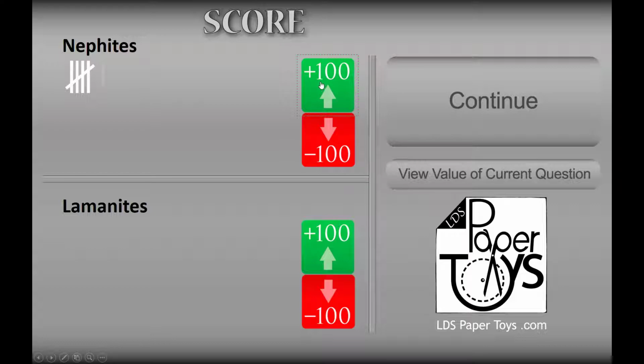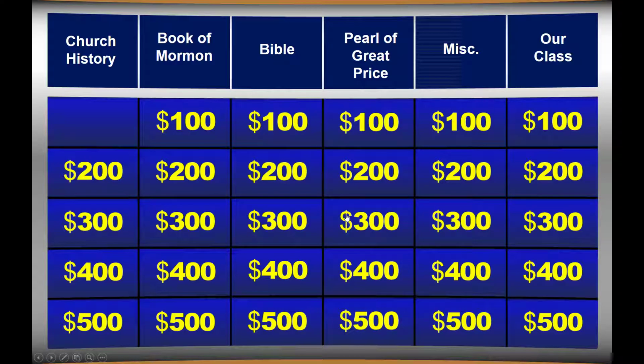But you can always give bonus points, if for some reason you felt a team deserves bonus points. It's just really versatile on what you want to do for the points. But you just hit continue, and then you go to the next question.